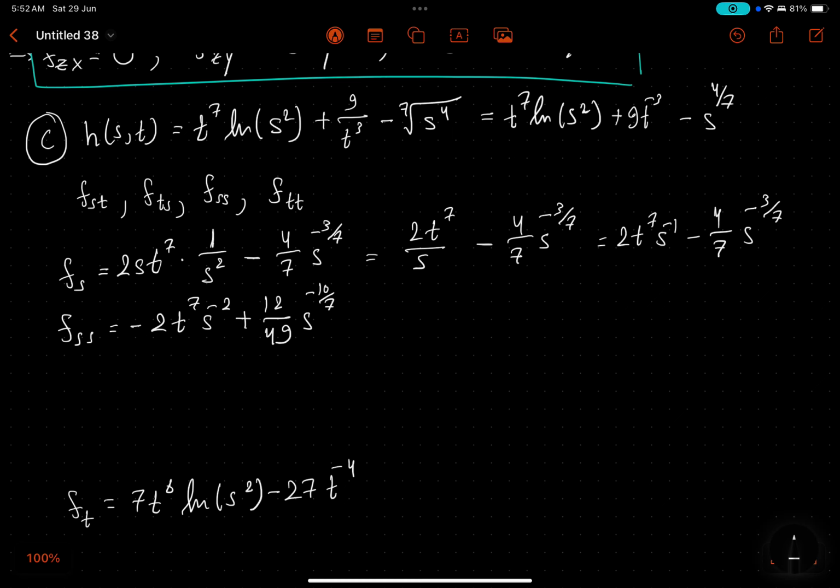Now we know how we do the regular derivative. We multiply the power by the coefficient, and then we subtract 1 from this whole power. So this is how we differentiate, basically.